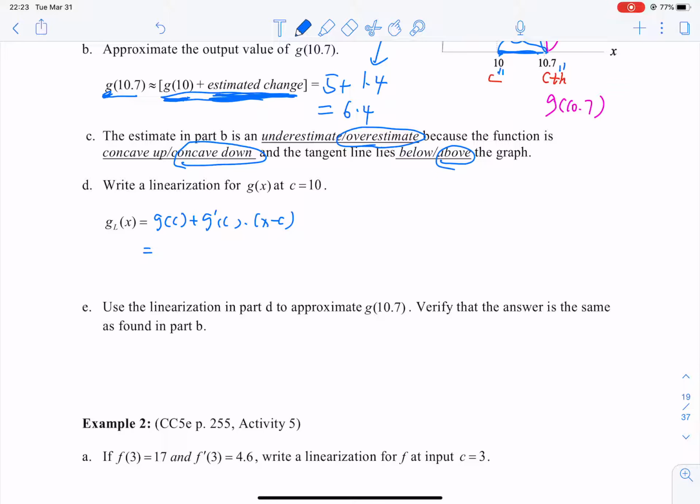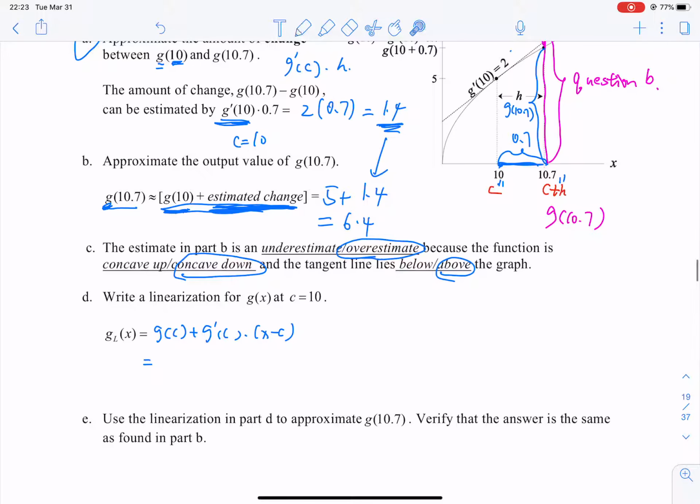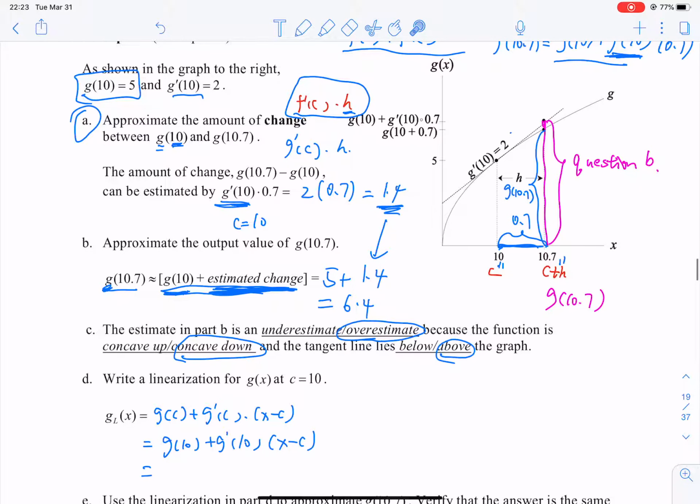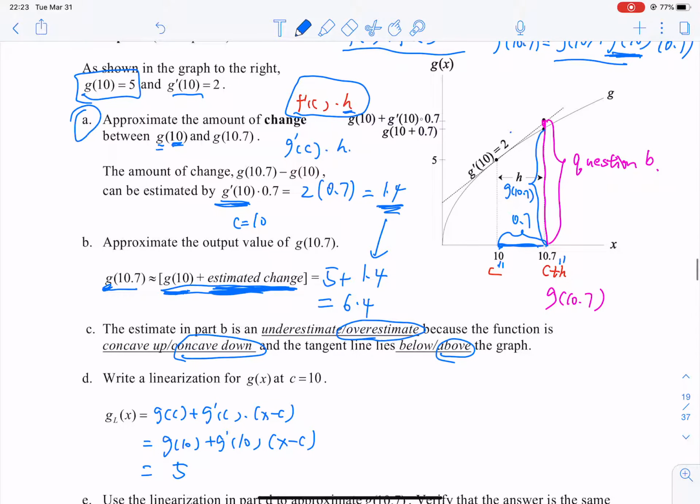Then in this one, we know c is 10. C plus h is 10.7. So we plug in the number. G of c is g of 10, so g of 10 plus g prime of 10 multiplied by x minus 10. G of 10 is 5, g prime of 10 is 2. So we have 5 plus 2 times x minus c. X minus c is just, here, c is 10, x minus 10.